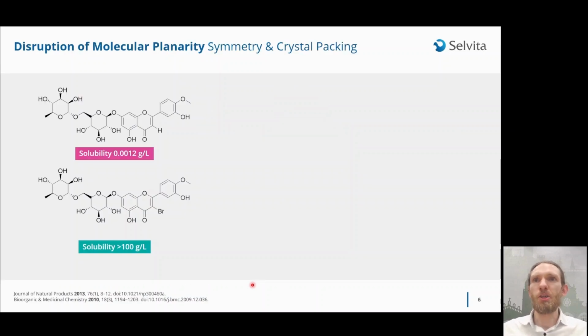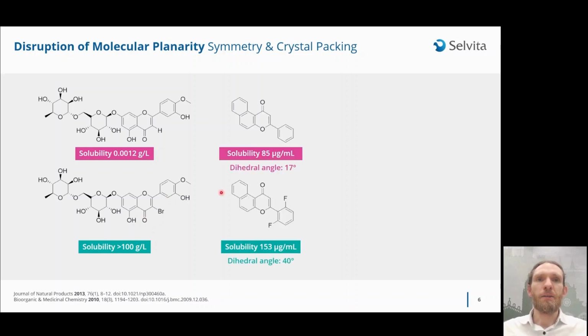Now let's talk about disruption of molecular planarity, symmetry, and crystal packing, and let's see some examples. So exchanging this hydrogen for bromine causes a substantial improvement of solubility through the disruption of the planarity of these rings, because bromine is quite a large atom. If we introduce two fluorines, this is again exemplified by the dihedral angle, we see almost twofold improvement of solubility.